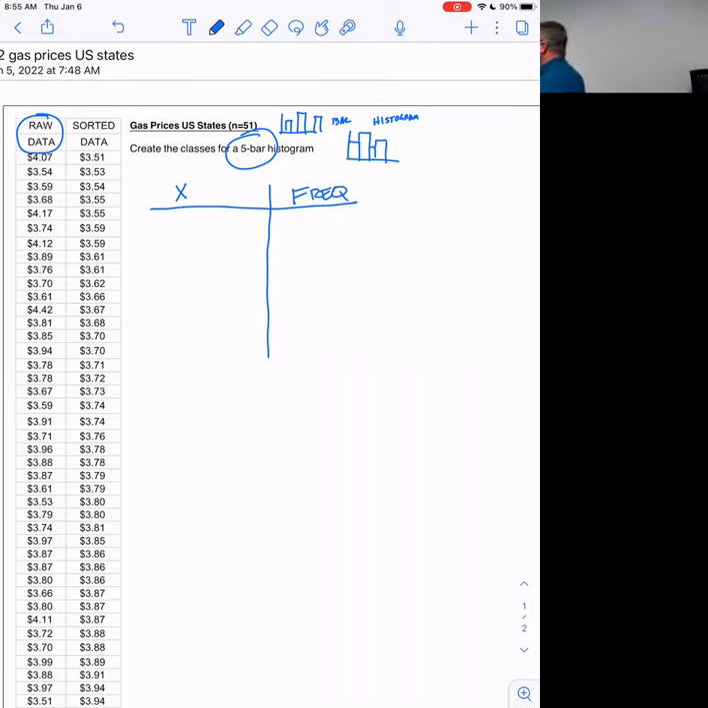Notice these numbers are even rounded differently as well. These are rounded to two decimal places. So think about that.